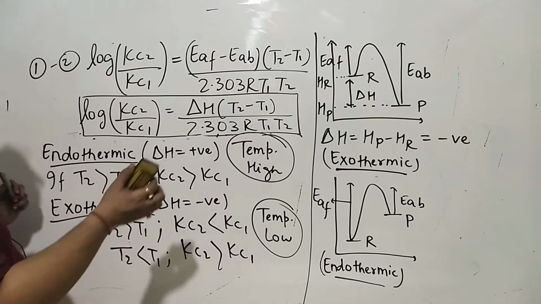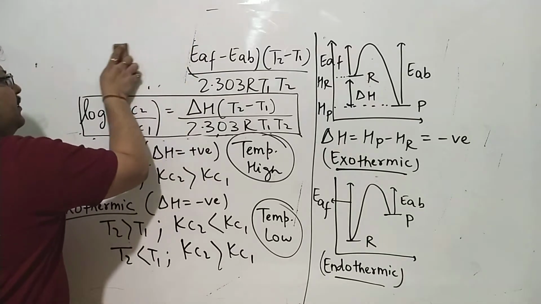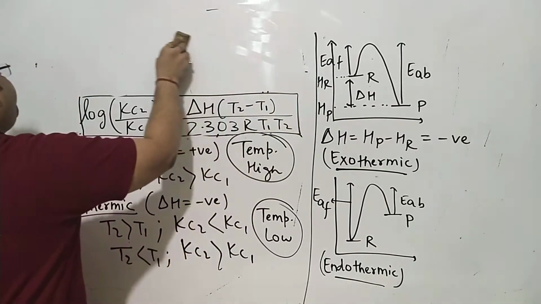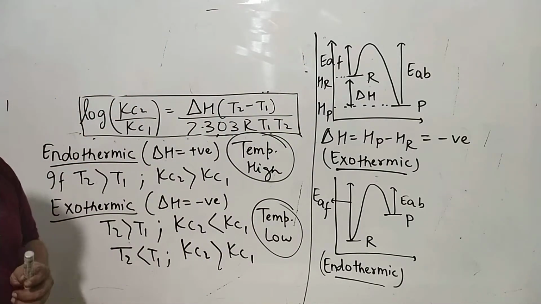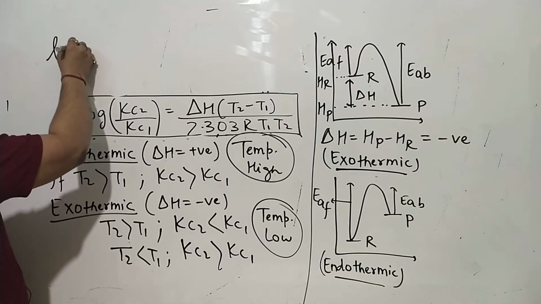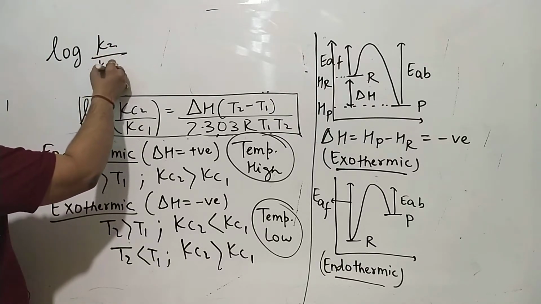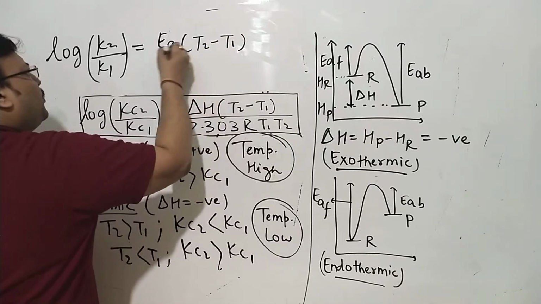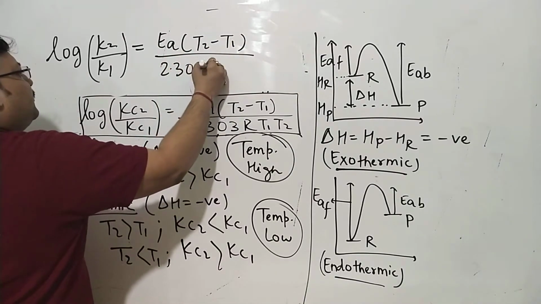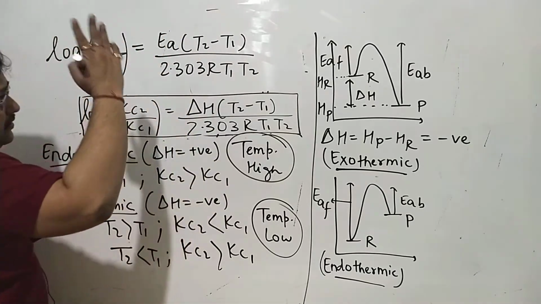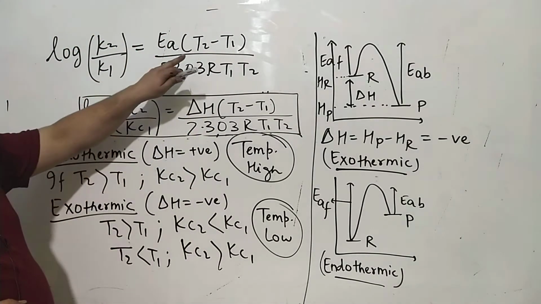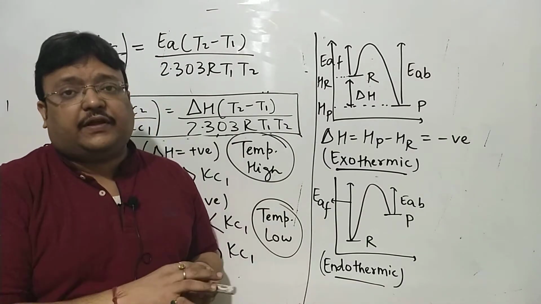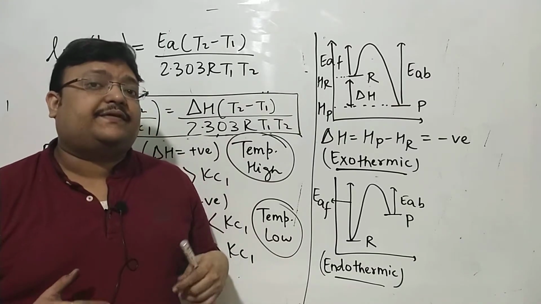Realize when you write the basic equation involving two temperatures for the first time, when we write log K2 by K1 is equal to Ea (T2 minus T1) upon 2.303 R T1 T2, we did it in an earlier video. Temperature increase increases K, and now you will want to listen very attentively. Different reactions will have different activation energies.